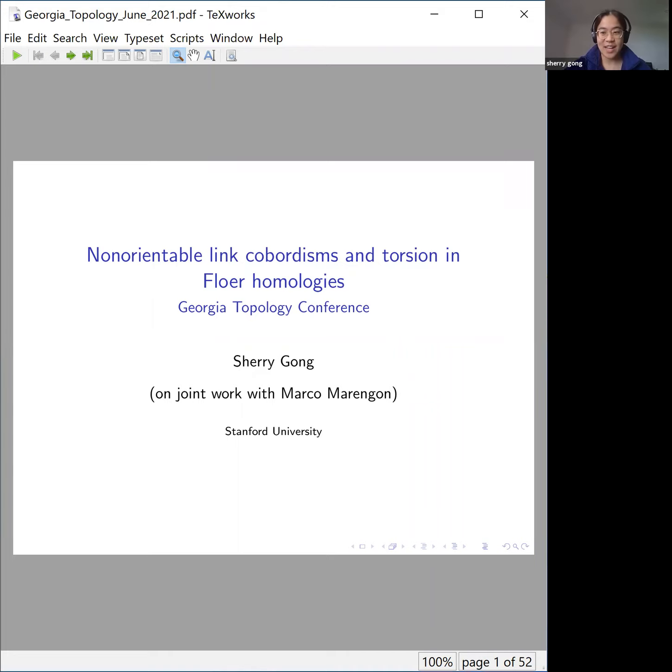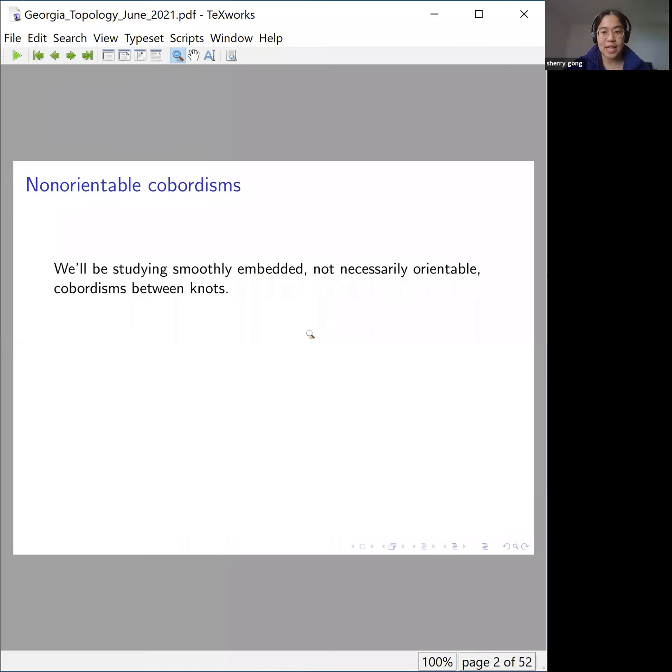Thank you so much for coming to my talk. I'll be telling you a little bit about some bounds for the structure of non-orientable link cobordisms. So we're going to be studying non-orientable link cobordisms, smoothly embedded, not necessarily orientable cobordisms between knots.